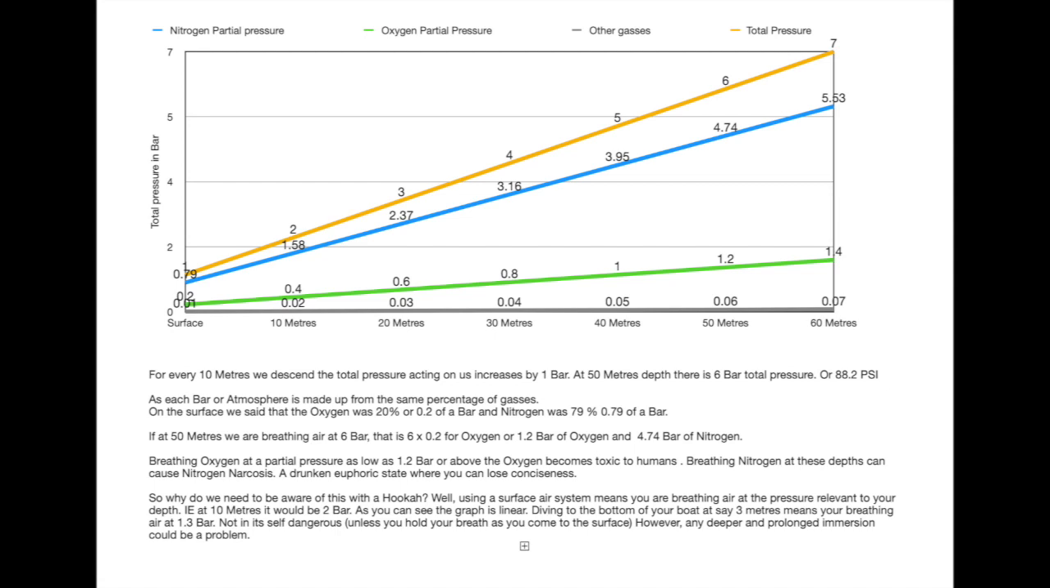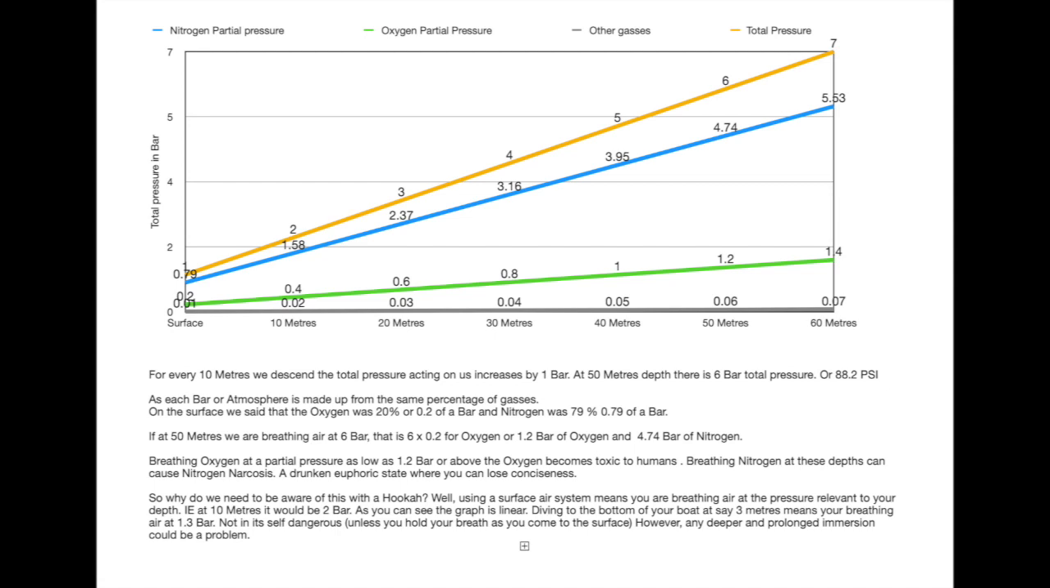Breathing compressed air can have funny consequences. Breathing oxygen at a partial pressure as low as 1.2 bar or above, the oxygen becomes toxic to humans. Breathing nitrogen at these pressures can cause nitrogen narcosis, a drunken euphoric state where you can lose consciousness or start behaving, well, erratically. So why do we need to be aware of this with a hooker or surface air breathing system?